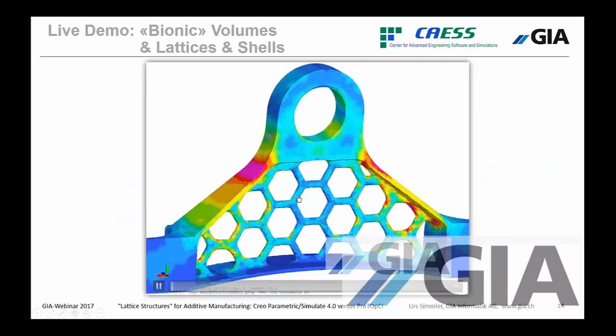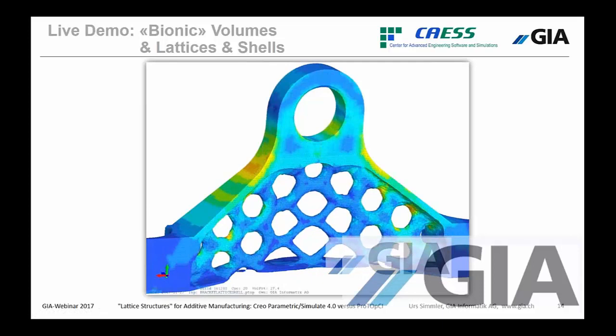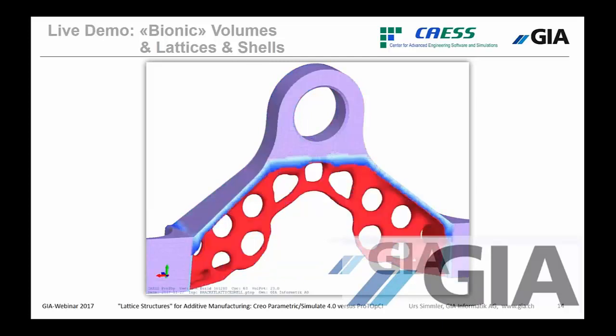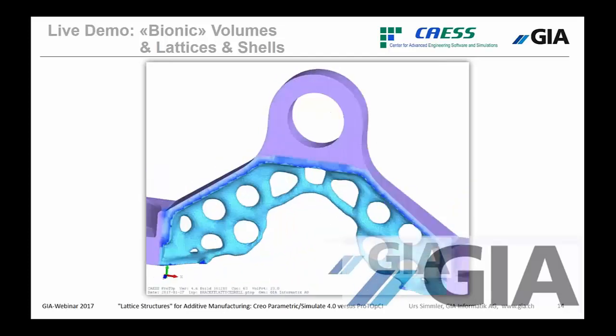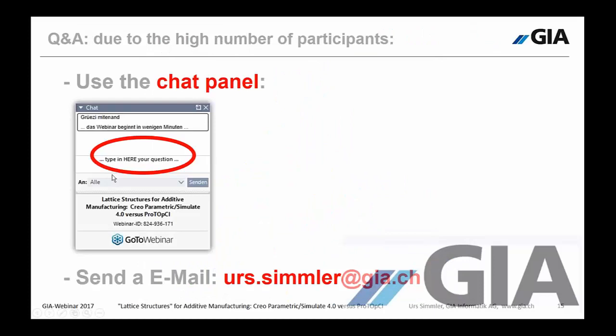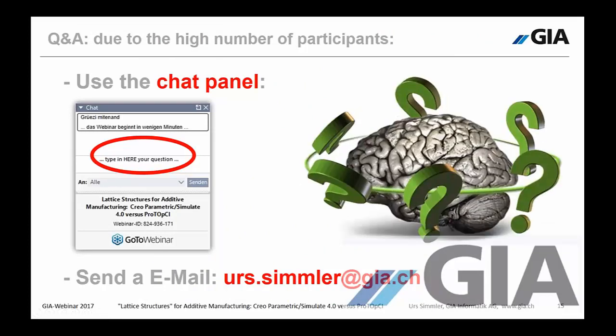So that brings me back to nearly the end of my presentation. We saw in the real ProTOpCI environment how we can optimize our lattice structures in order to get a bionic, lightweight component. And before that we saw the capabilities of the CreoParametric lattice feature.